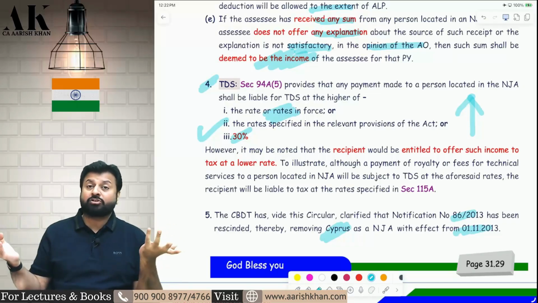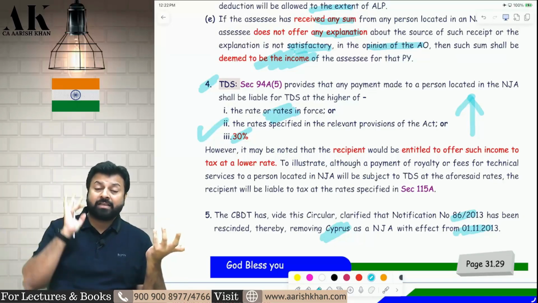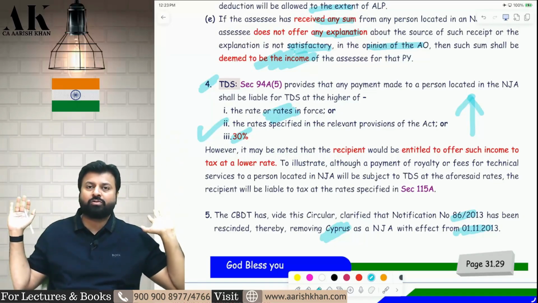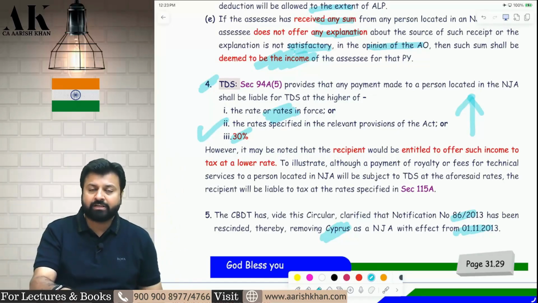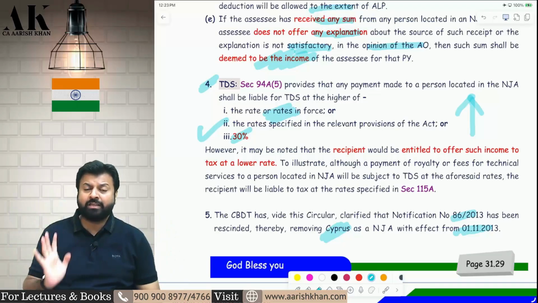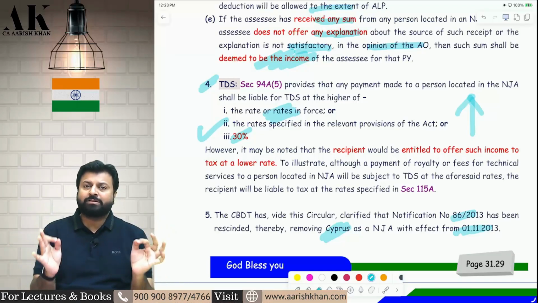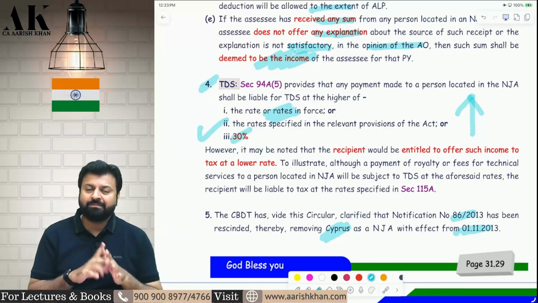But yes, in the exam, they will ask you. Country X is an NJA, country Y is an NJA, country Z is an NJA. They can make these hypothetical stories in the examination. And they will test you, and they have been testing this section again and again in the examination. Be very careful. So my commitment towards my transfer pricing chapter is completed.